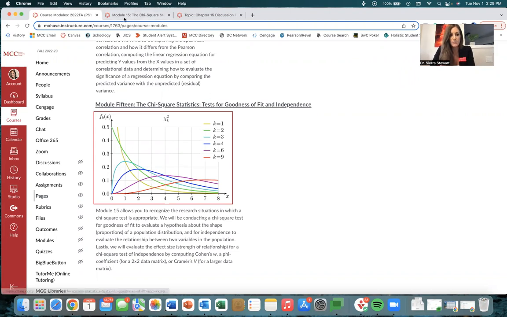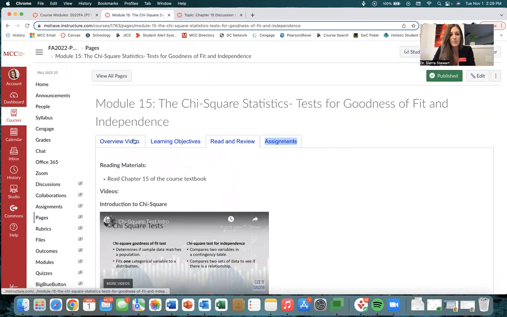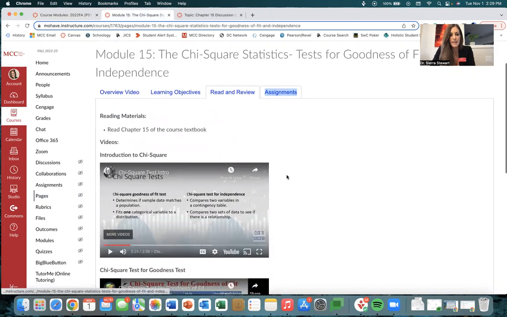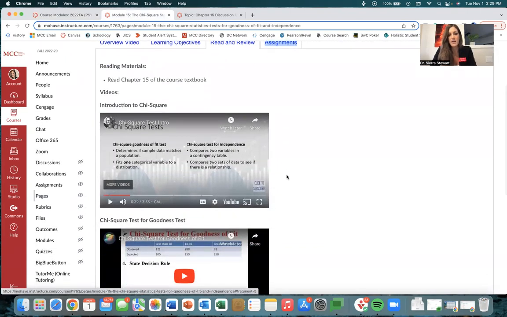So the first thing that I want to do is click into this module. Make sure you go over your learning objectives, and the 3 videos that I have in here. The first one is an introduction to chi-square. Really, it's talking about the difference between the two and what you're using these for. So the chi-square goodness of fit, you're using this to determine if a sample matches a population. And then your chi-square for independence is you're comparing 2 variables in a contingency table.